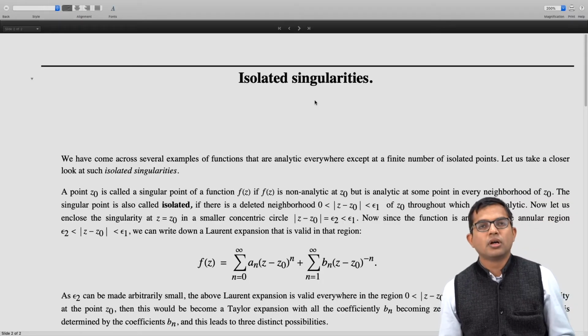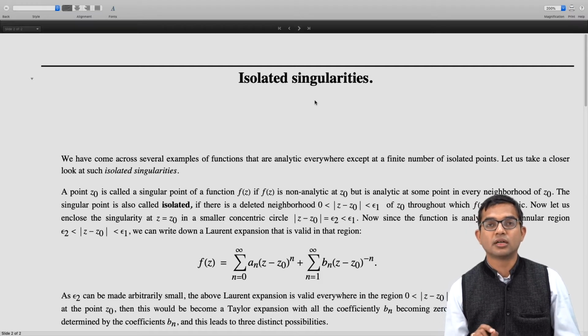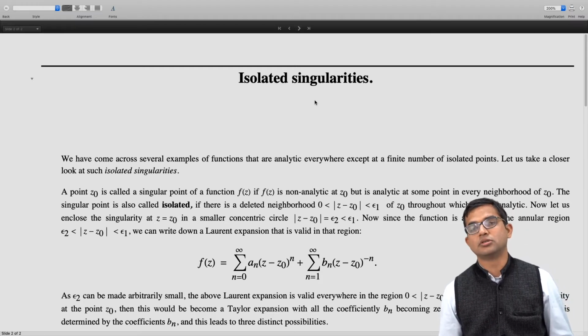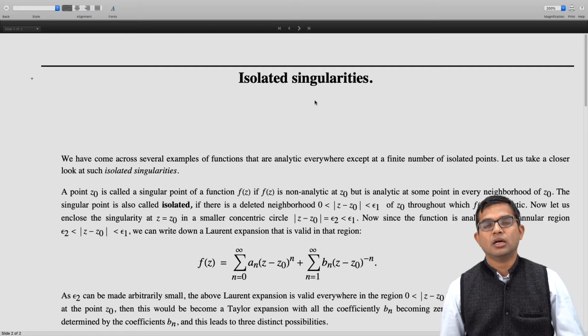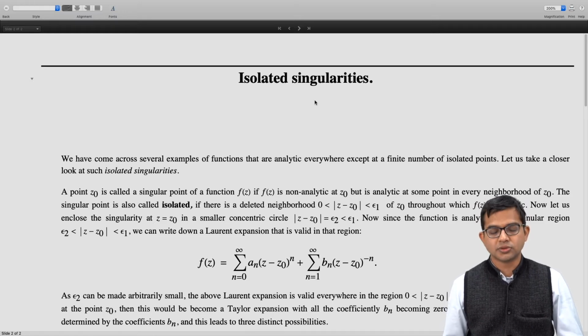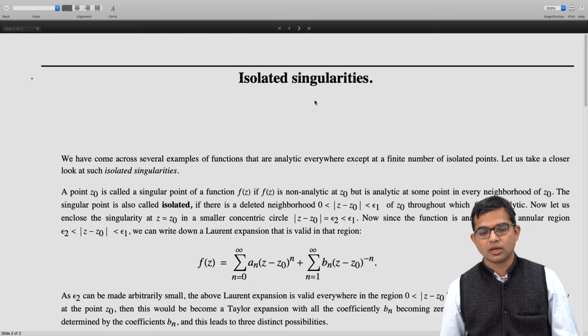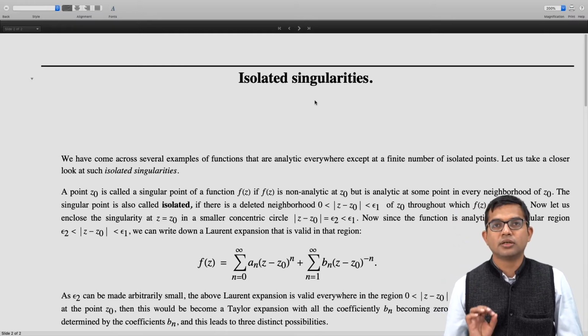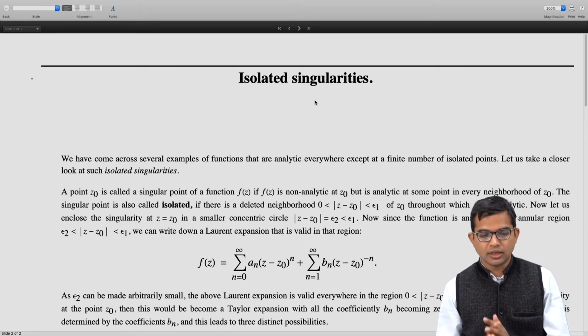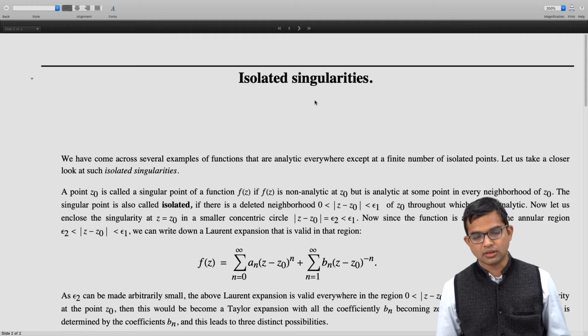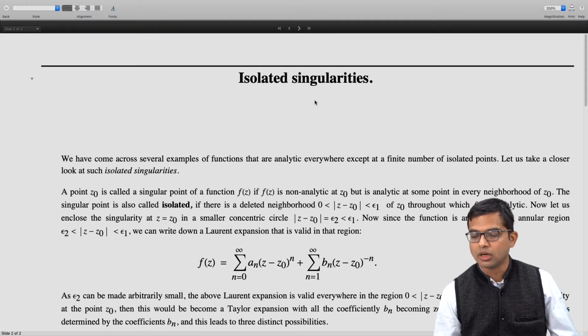Okay, so we have encountered lots of functions which have non-analyticities but restricted to a finite number of points. A simple example is 1 over z. If you have a function like 1 over z, then it's well behaved, it's analytic everywhere except at the origin. Similarly, there are other functions which we have seen where such non-analyticities are restricted to a finite number of isolated points. So let's define an isolated singularity a little more precisely.